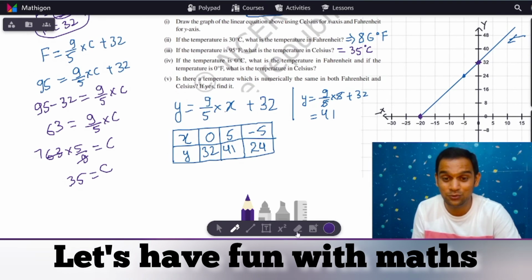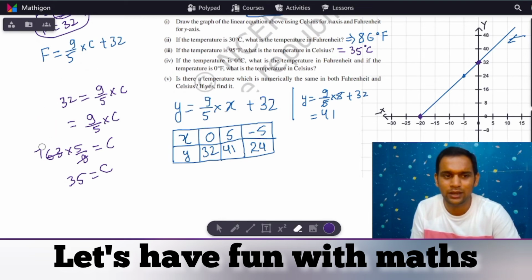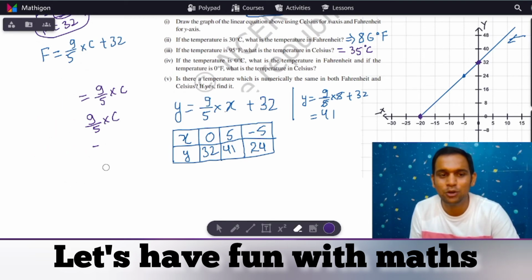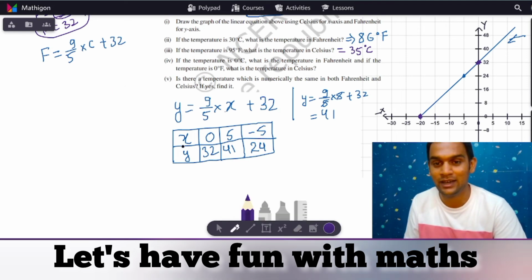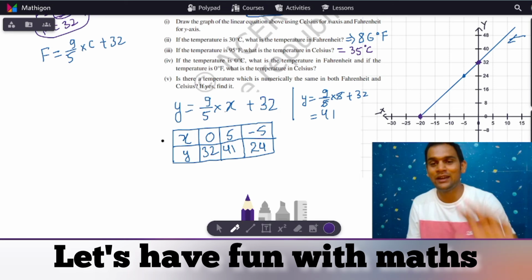Now the fifth question is a very beautiful question. Let's try to answer that. It says, is there any possibility of a temperature where both temperatures, the Celsius and the Fahrenheit, are equal? If yes, find the temperature.